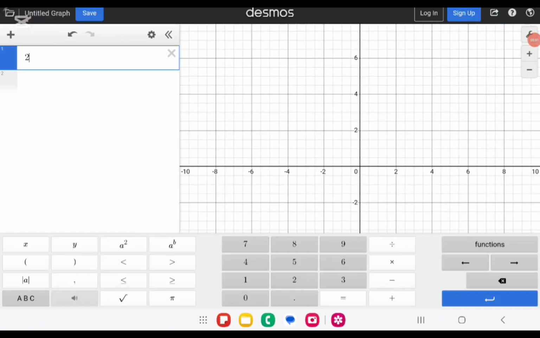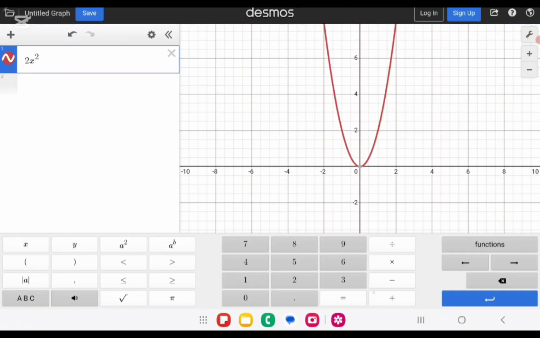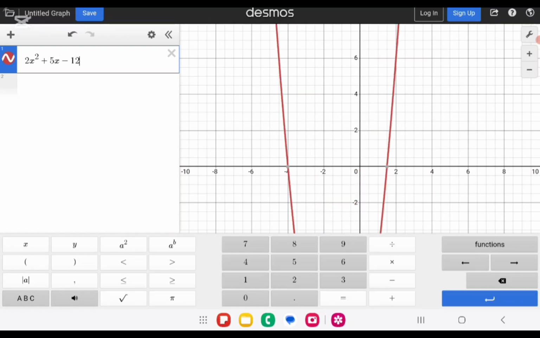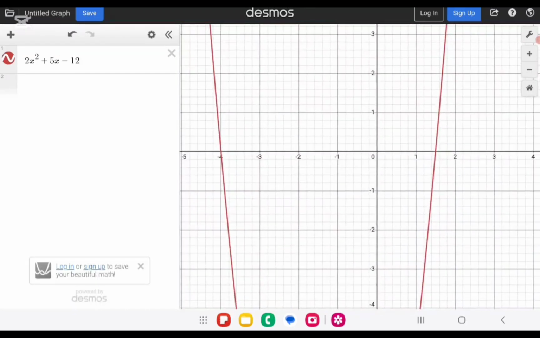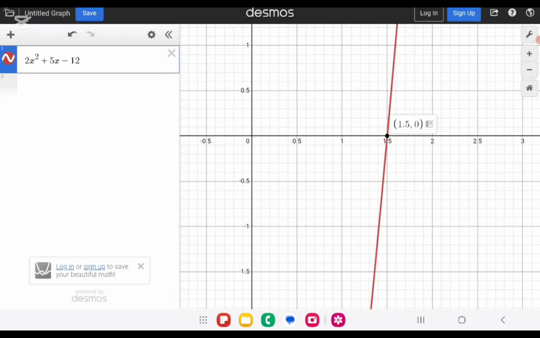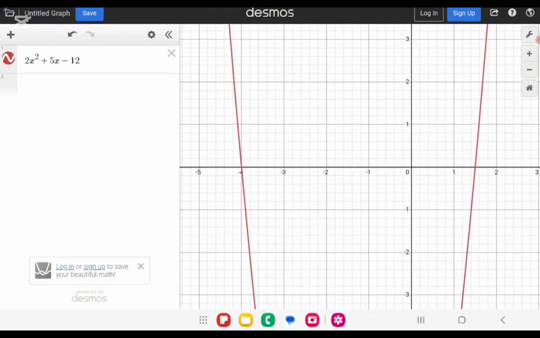I'm gonna type the same exact one, 2x squared plus 5x minus 12, and now I want to see my x-intercepts because it wants me to get the x-intercept form. X-intercept means where the function, which is my red one in here, is crossing the x-axis, which is the horizontal line that you can see. I have one x-intercept in here, which is the 1.5, aka the 3 over 2 when it's a fraction, and then I have the -4.